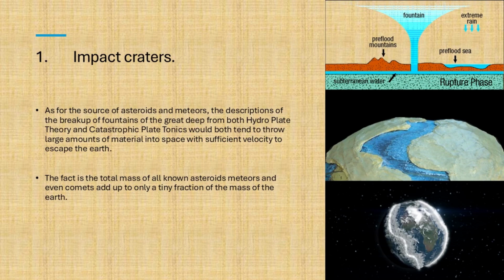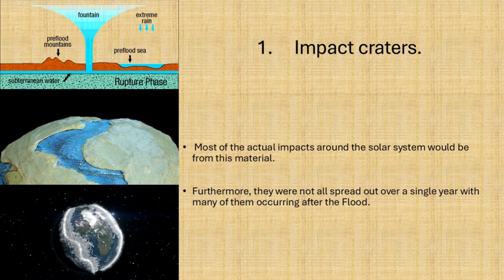As for sources of asteroids and meteors, the descriptions of the breakup of the fountains of the deep from both hydroplate theory and catastrophic plate tectonics would tend to throw large amounts of material into space with sufficient velocity to escape the Earth. The fact is that the total mass of all known asteroids, meteors, and even comets add up to only a tiny fraction of the mass of the Earth. Most actual impacts around the solar system would be from this material. Furthermore, they were not all spread over a single year, with many of them occurring after the flood.